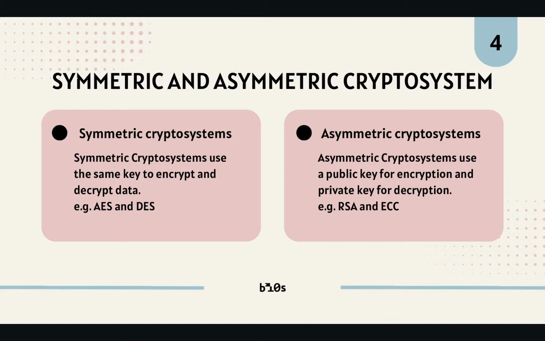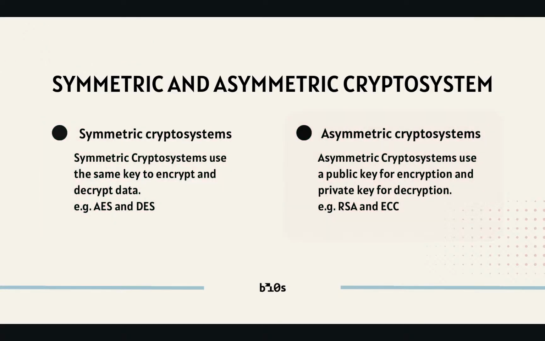And for asymmetric crypto systems, to encrypt a message, you would use a particular key, and that is called the public key. For decryption, you would use a separate key, which is private or secret, and that is called the private key, obviously. So you have a pair of keys, public and private, for asymmetric, and for symmetric, you have the same key. For asymmetric, the examples are RSA and ECC. ECC stands for elliptic curve cryptography.